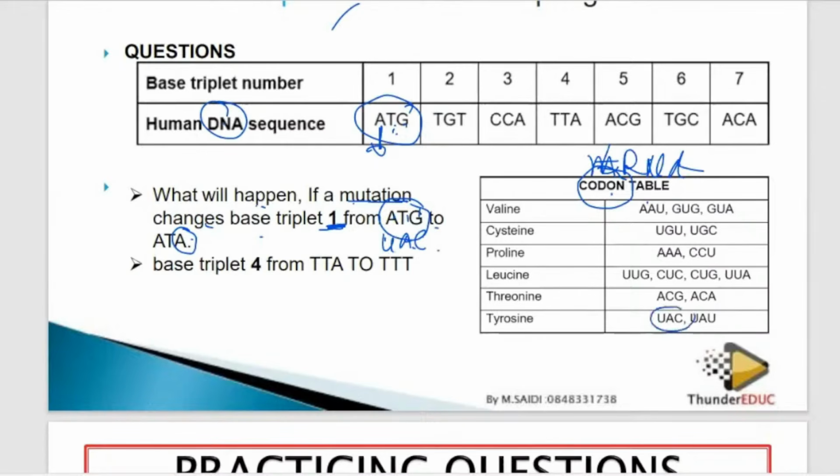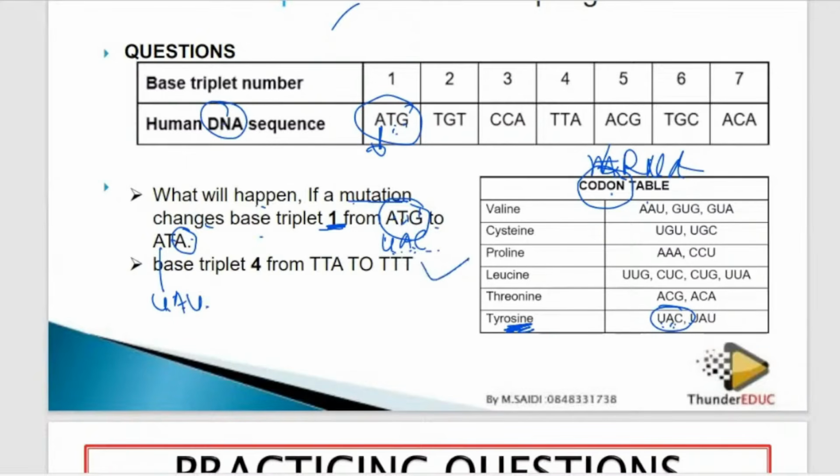UCA is tyrosine. So this is tyrosine. UCA, isn't it? Then what about this? Now I change it again. Also it is U. It's going to be UAU. What does it mean? UAU is also tyrosine. So it means that a change from UCA to UAU is the first mark.